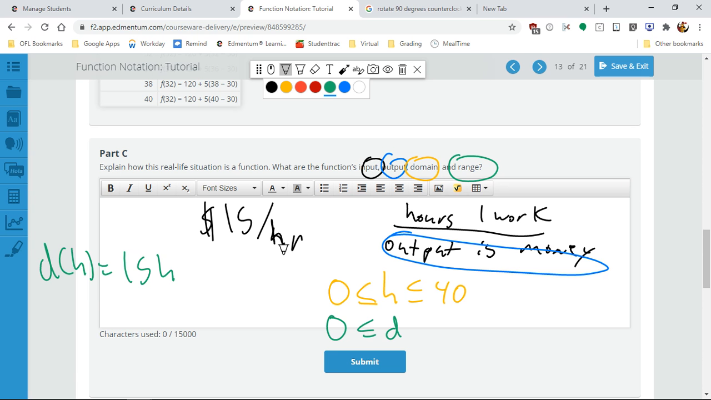So this alligator is looking for the money, and it's saying that the dollars can be smaller than or equal to 15 times 40. I'm going to use my calculator.